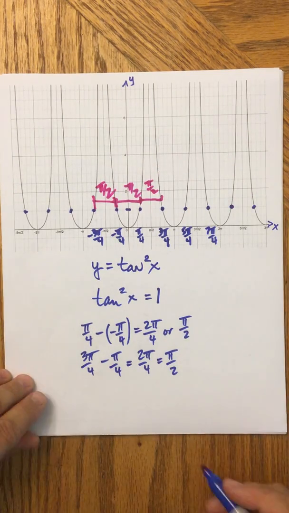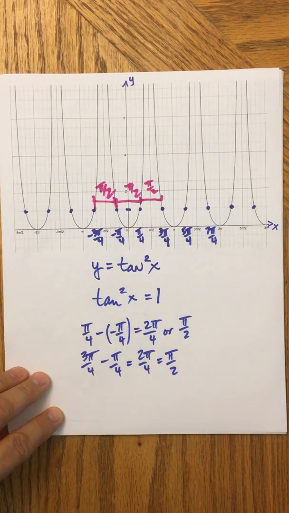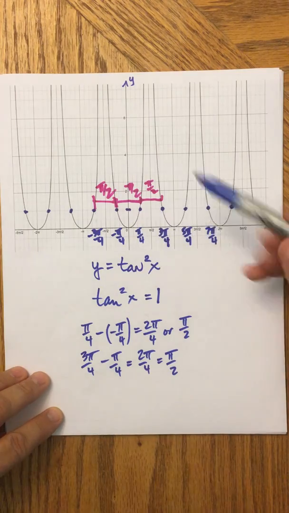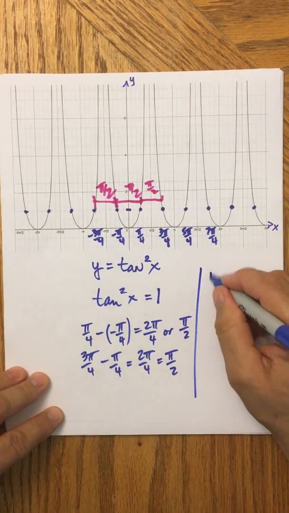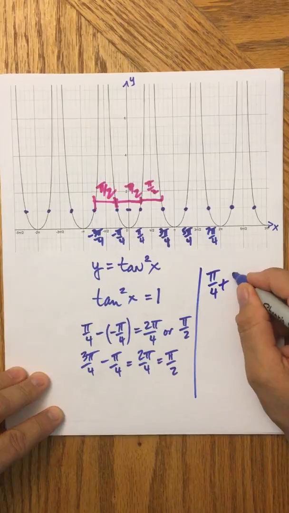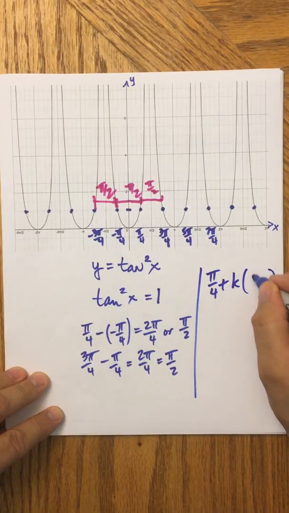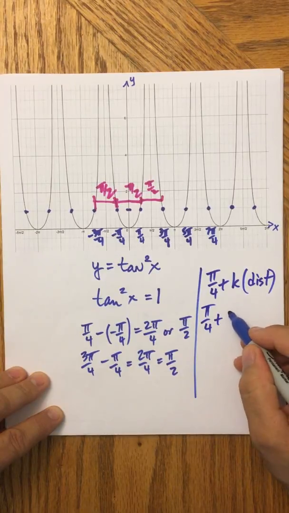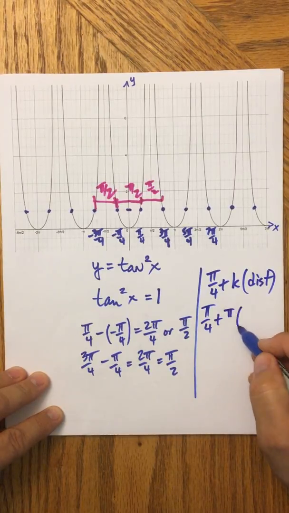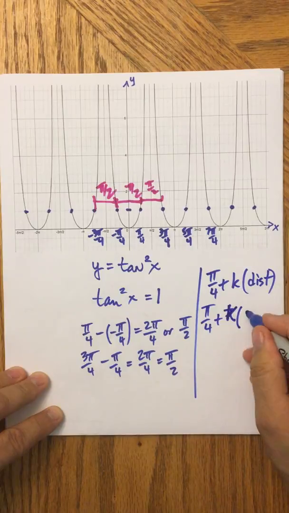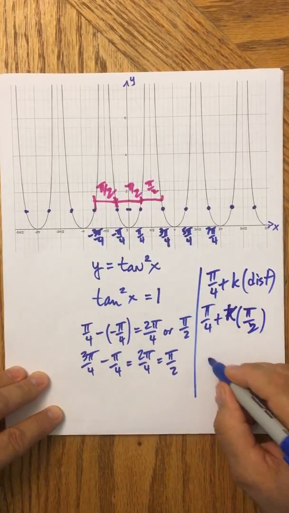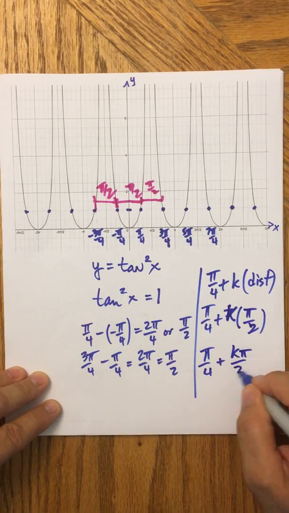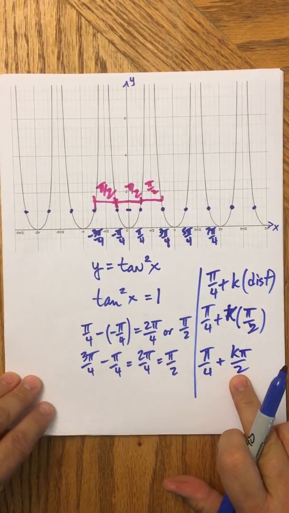So how would I write my generator? I would start with an angle. Usually you start with your first one that's positive closest to 0, which would be pi over 4. So I would say pi over 4 plus k times the distance, right? So in our case, pi over 4 plus k times pi over 2. And usually they would write that pi over 4 plus, just like that, k pi over 2. All right? So that's what we would get this way.